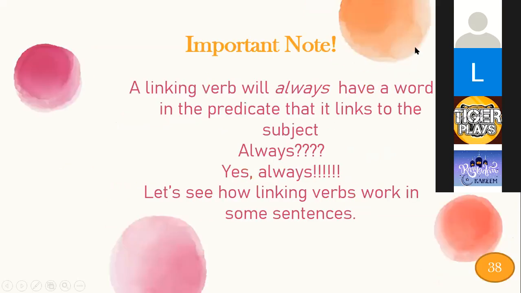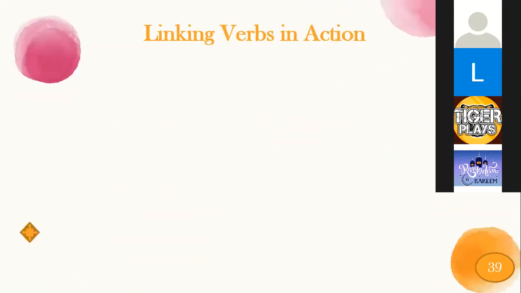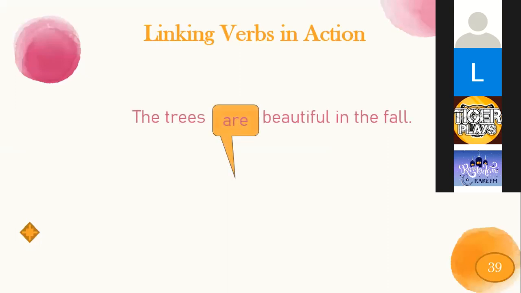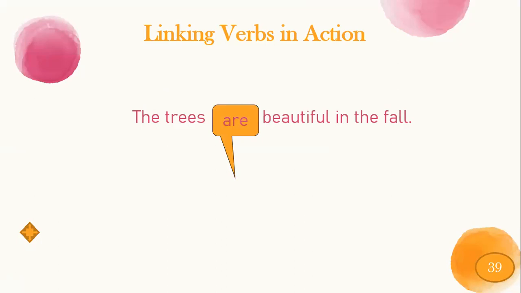So the linking verb, keep this in mind. The linking verb will always have a word in the predicate that it links to the subject. How? Let me show you. Let's take this example: The trees are beautiful in the fall. What is the verb, guys? Are. So is it linking or action? Linking. Okay, it's a linking verb.